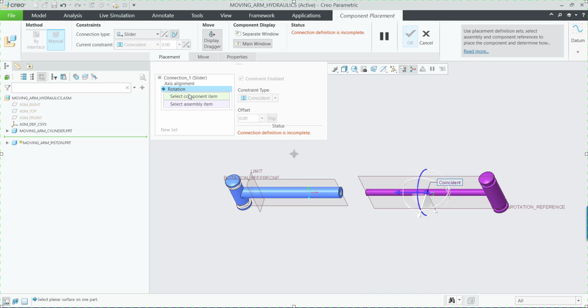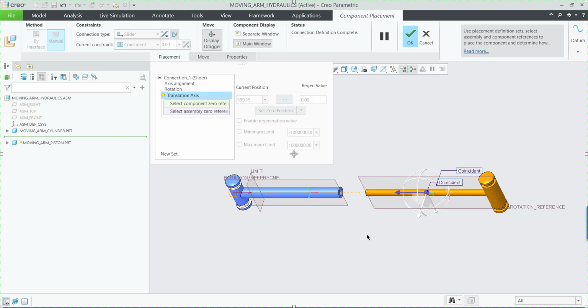Then since it is releasing the linear degree of freedom, it will lock the rotation. That's why the rotation definition is available. So for that I will match these 2 rotation reference planes from both the components, and this way the connection definition is established.